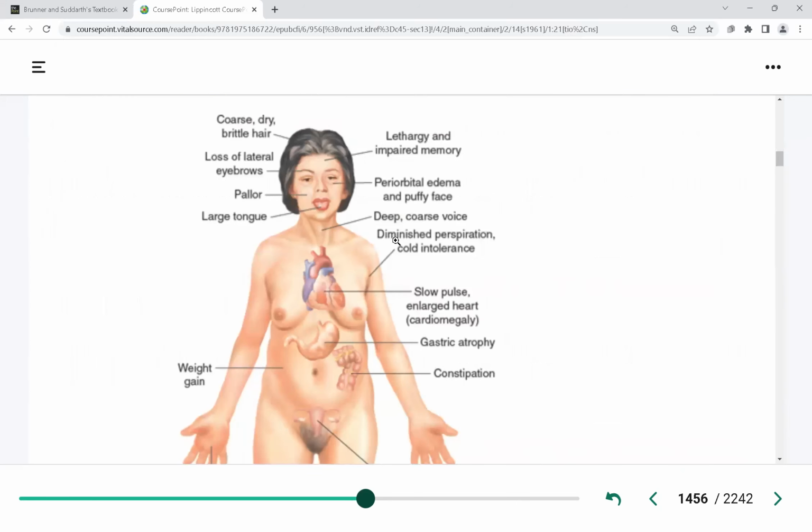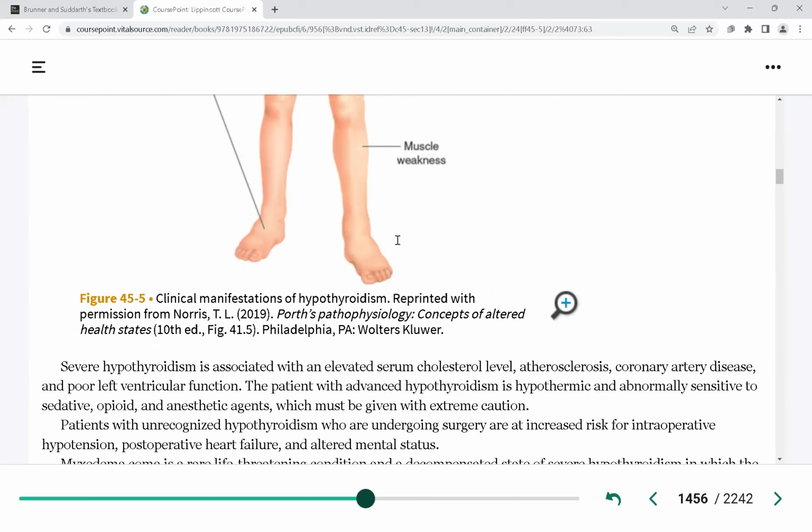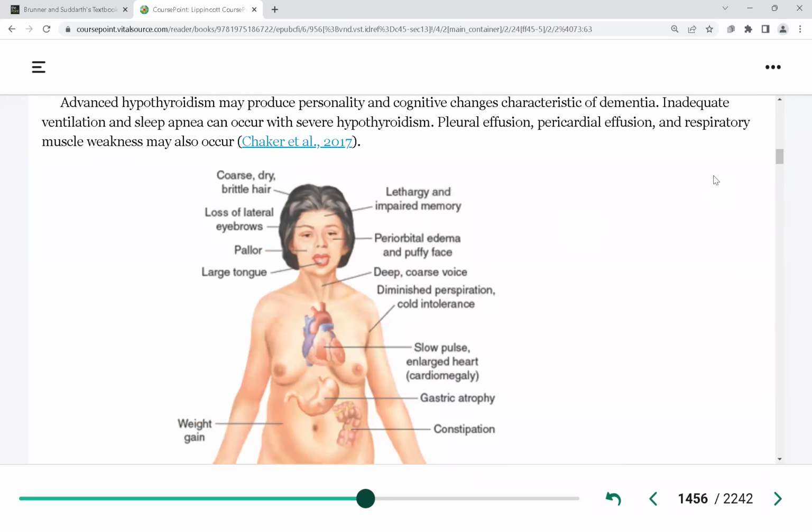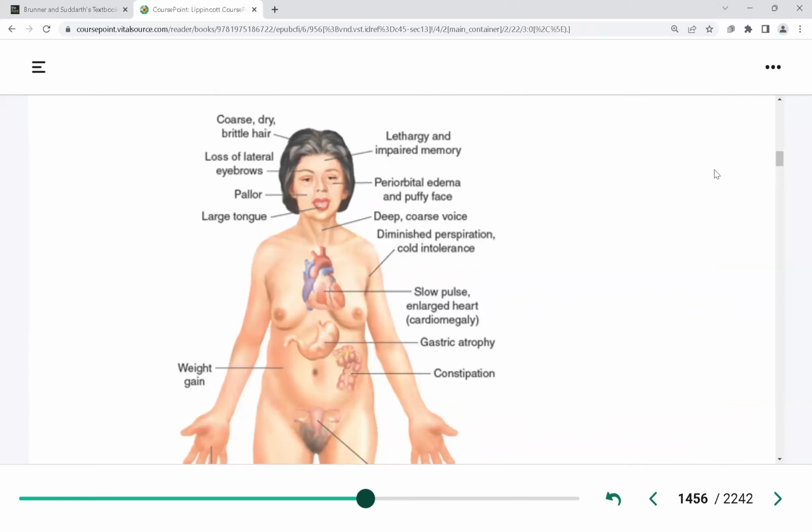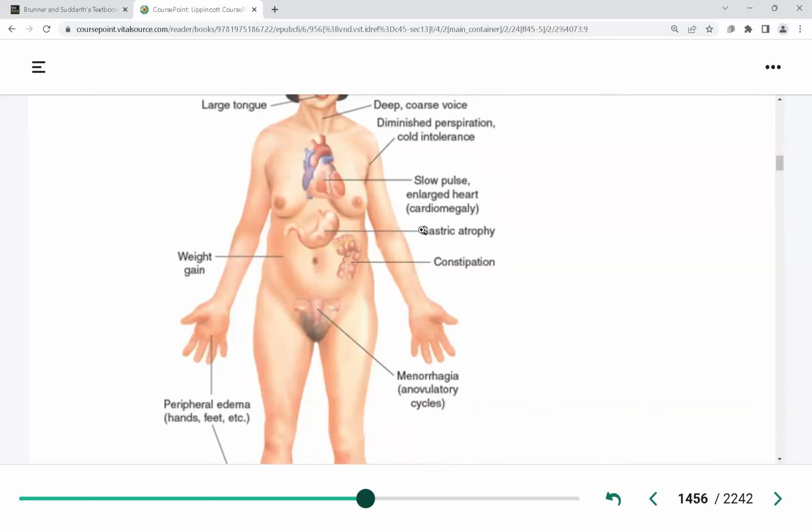That's not it. Here's the list, Figure 45-5. So everything is slow, from the skin to the hair, all over the body. All body systems will have slow metabolic activity. So here, lethargy, impaired memory. There will also be thickening of the tongue. So the tongue will protrude because it enlarges, so therefore it doesn't fit inside the mouth anymore. There is a puffy face, cold intolerance, meaning they get cold easily. They will have bradycardia or slow heart rate. The heart will enlarge because of the resulting bradycardia. They will have very slow motility.